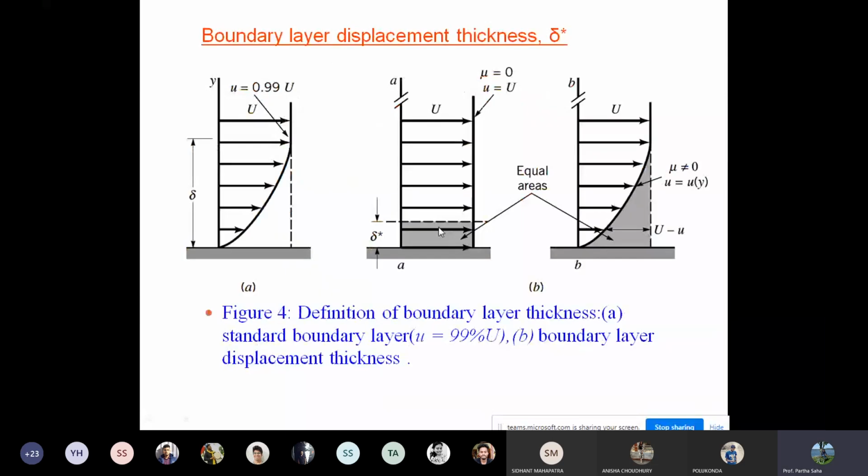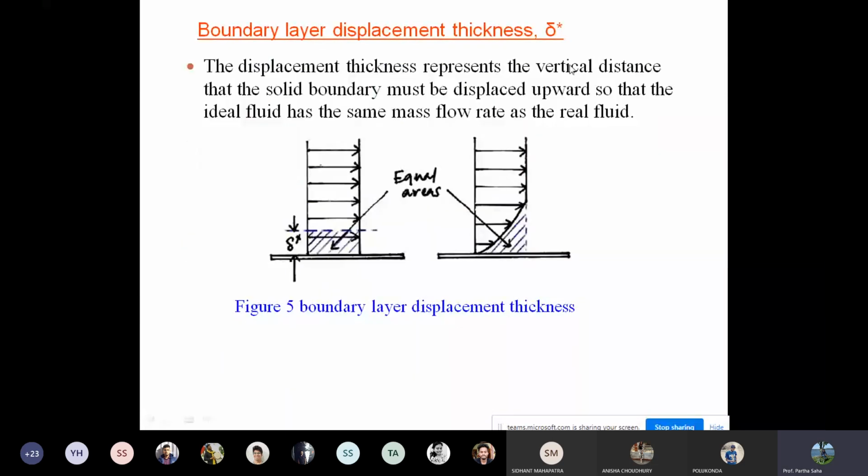So the displacement thickness represents the vertical distance that the solid boundary must be displaced, this is my solid boundary, displaced, so that the ideal fluid has the same mass flow rate as the real fluid. So that's how you calculate the boundary layer displacement thickness.